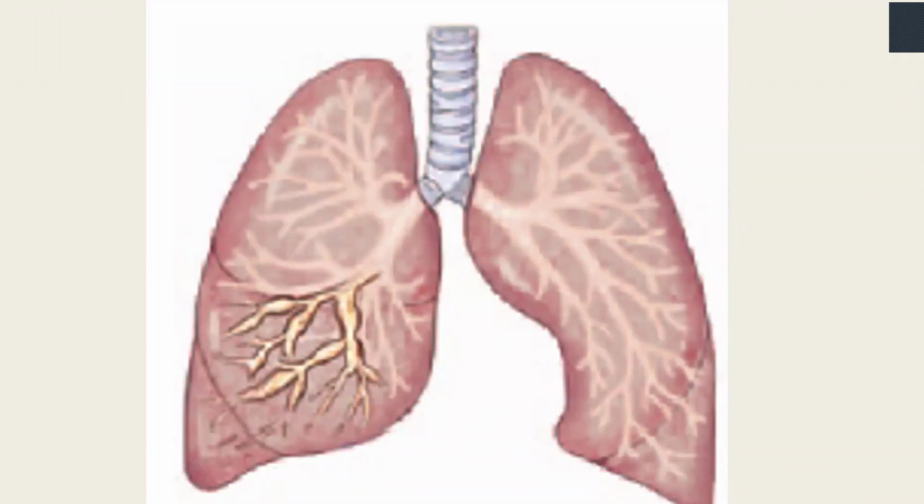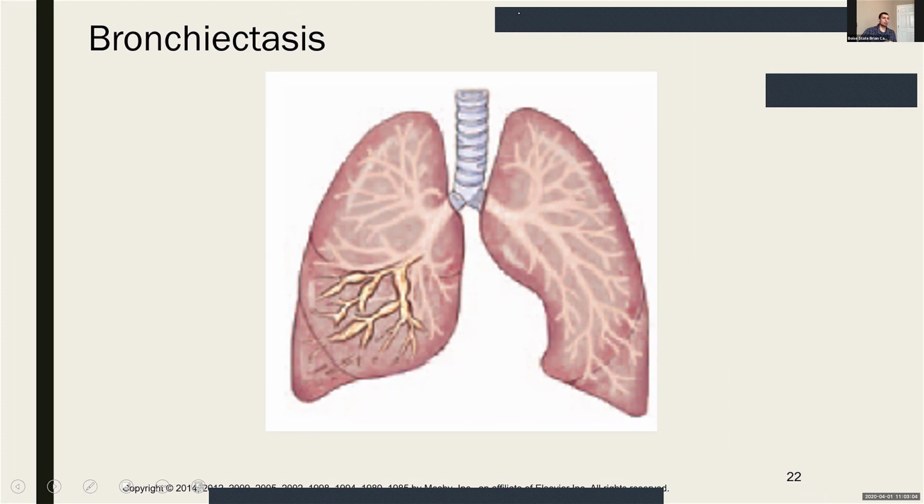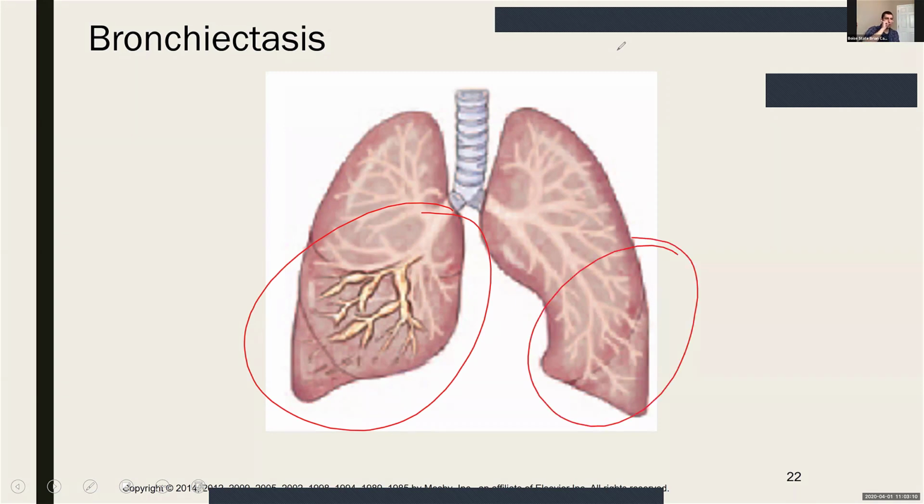The bronchiectasis is a little bit different. Notice that this lung is fully expanded. There's no decrease in the expansion like we saw before. What's trying to be shown here is that the airways themselves are being dilated, but on a continuous basis.